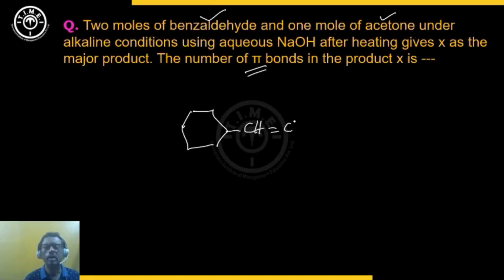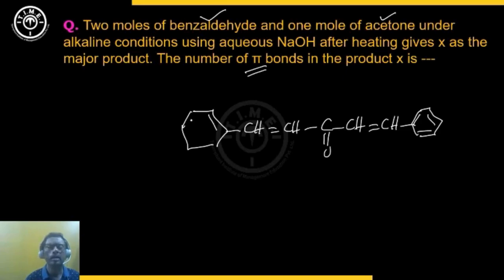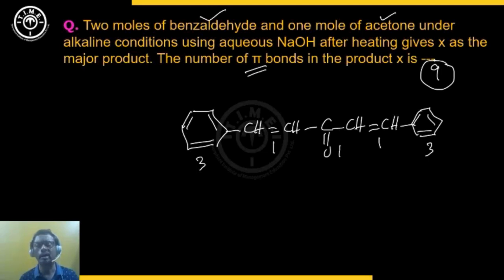So we got this: CH double bond CH, single bond C double bond O, CH double bond CH, then the benzene ring. In the benzene ring we need to show that combination of 3 pi bonds. So 3 here, 1 here, 1 here, 1 there, and then 3 there. Put together is 9. So there are 9 pi bonds in this product. I hope this is clear. There is one more question, I said, which has come out in recent times.